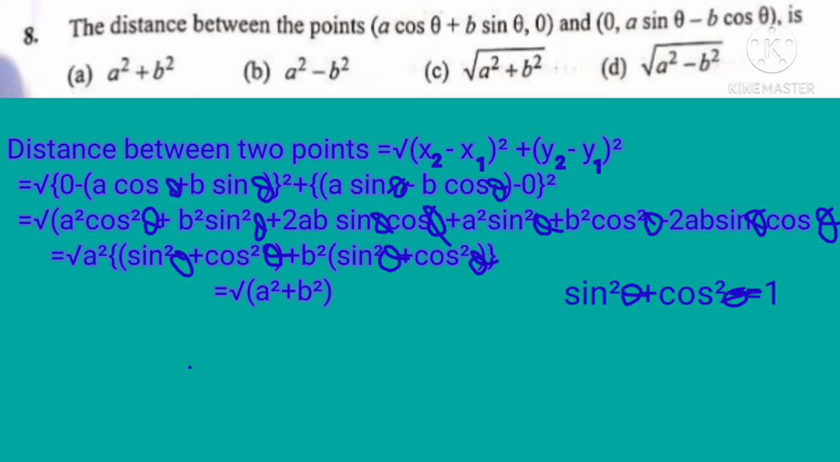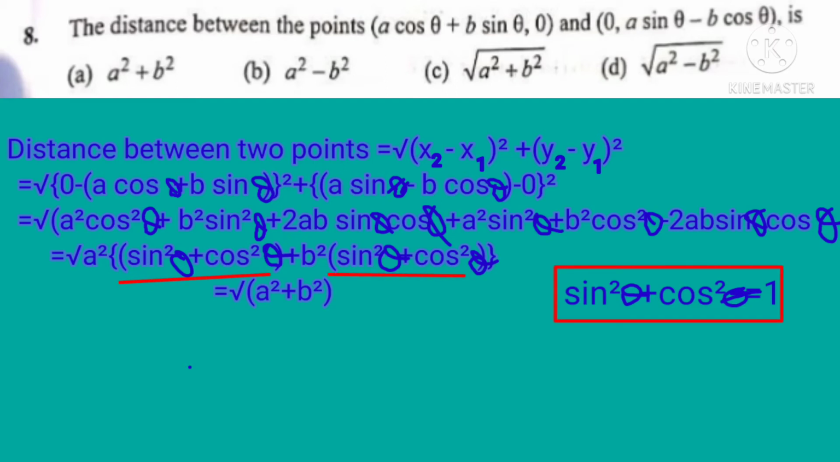So this is the whole square of a cos theta plus b sin theta, and here it is a sin theta minus b cos theta whole square. So let's open: a square plus b square plus 2ab, and here also a square plus b square minus 2ab. Now we will take the common terms here. A square is common here, sin square theta plus cos square theta, and b square is common in these two, so it is sin square theta plus cos square theta. So we know that sin square theta plus cos square theta is equal to 1.